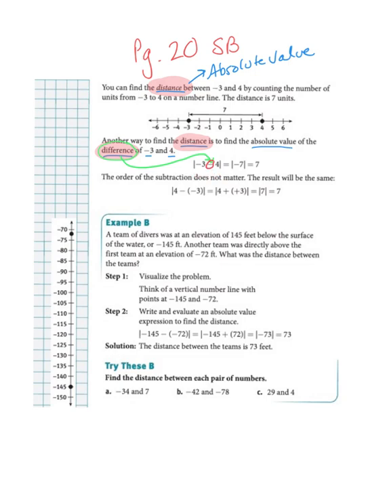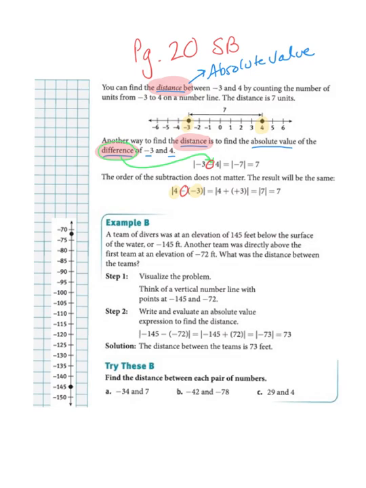Now, I said to you that it doesn't matter if we started at negative 3 and went to 4, or 4 and went to negative 3. So take a look at this setup. These are the same two numbers. This is a positive 4, and that's what we had on our number line. And this is a negative 3, and that's what we had on our number line. And notice what's in between them, a subtraction sign. Why? Because we're finding the difference between the two numbers.